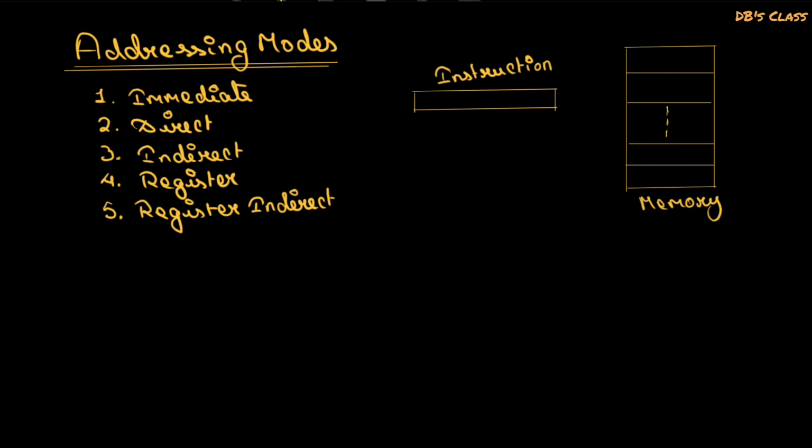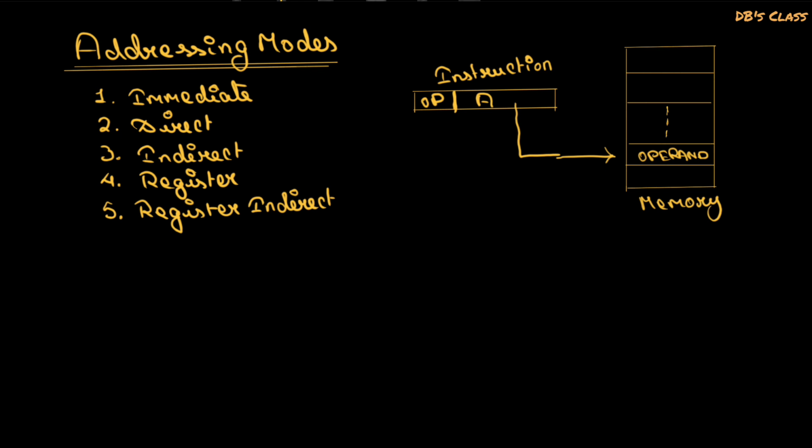Now let us go to the next type. In direct addressing, we have the opcode, and here we have the address. Whose address? The address of a memory location where the operand is present. So in direct addressing, we have within the instruction the address of a memory location where we can find the operand.